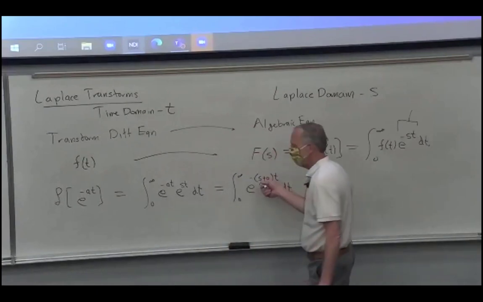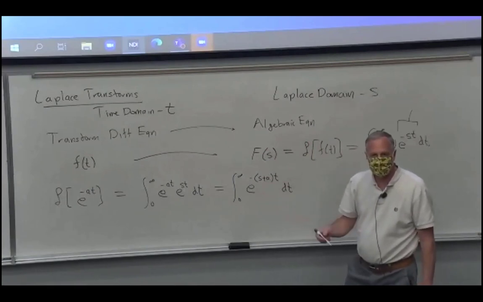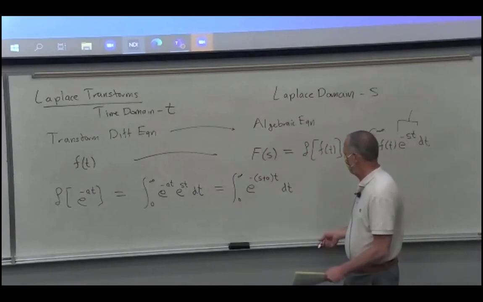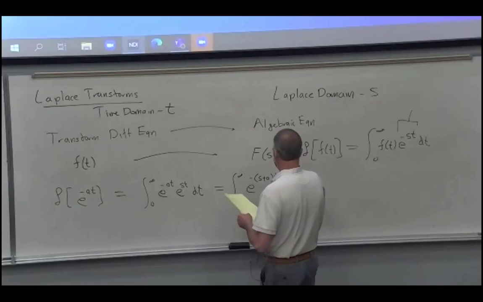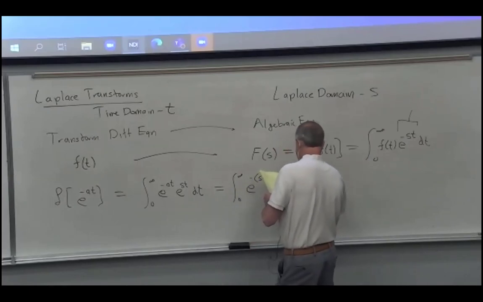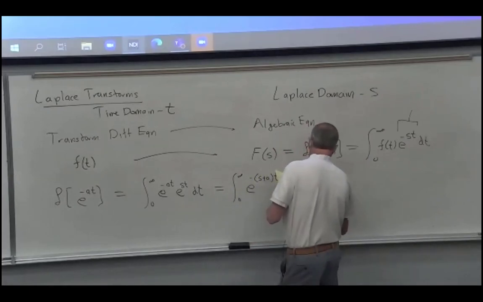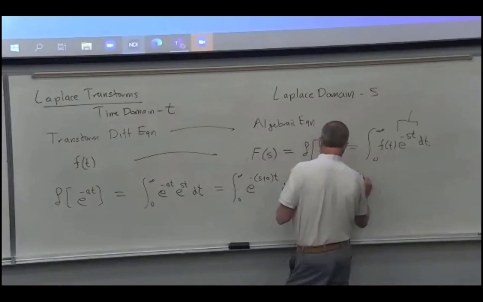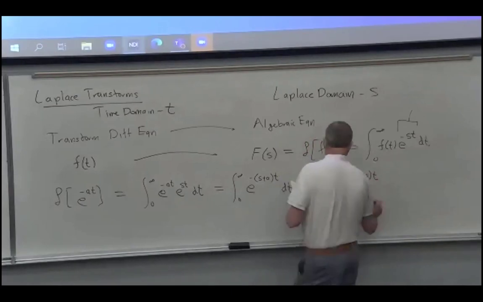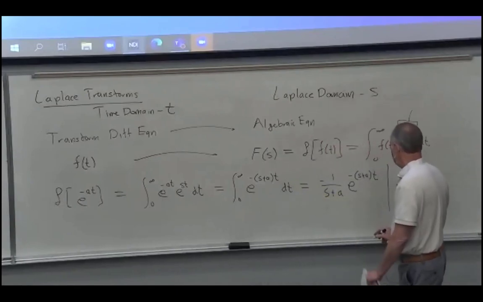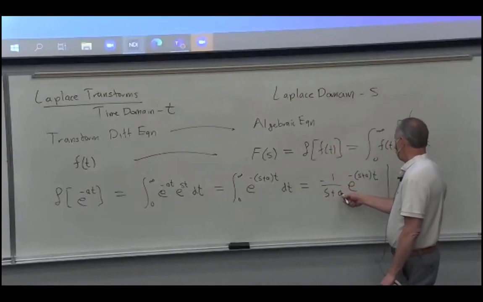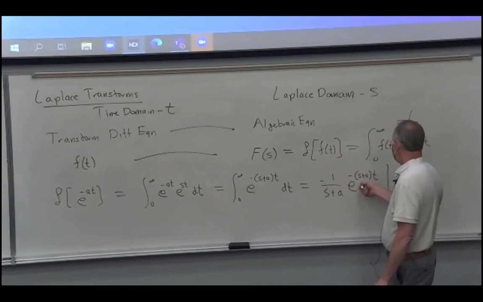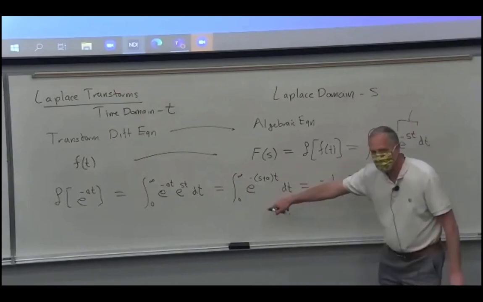Right, remember s is just a constant. It just goes along for the ride, although it's a variable in the final result. For the integration, t is the variable. So if I integrate it, I get minus 1 over s plus a, because if I go backwards and differentiate this, I get minus s plus a. It's going to cancel that out and give me back what I started with.